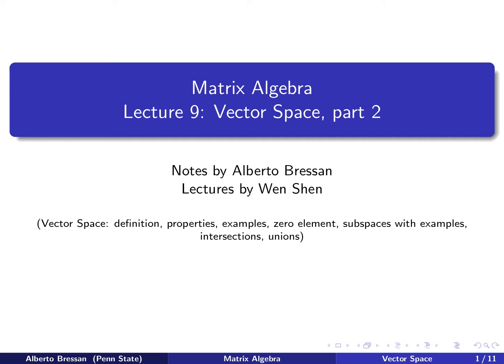So in the first half, we introduced the definition of a vector space and some properties with some examples, and we also introduced the zero element. In this second part, we will go through subspaces and give examples and talk about concepts such as intersections and unions. Okay, let's get started.